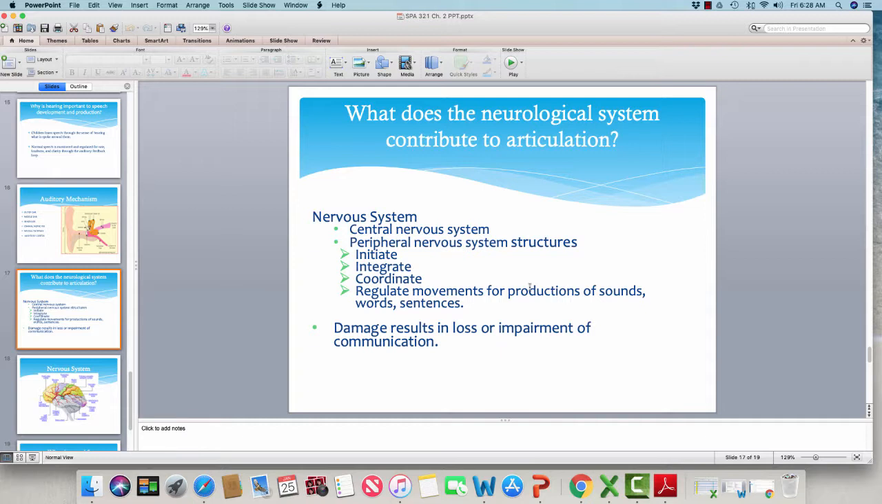So if there's any damage to the central nervous system, then we're going to have, especially in the areas that control speech, inadequate speech sound production. So this could be dysarthria or apraxia of speech we see in individuals who've had strokes or cardiovascular accidents, individuals who've had traumatic brain injuries, other neurological conditions.